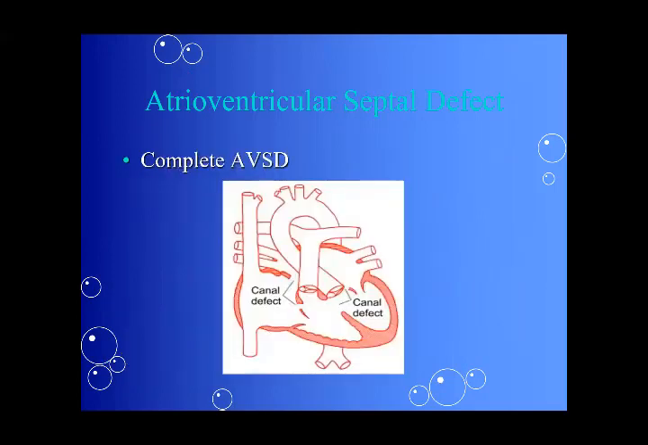This is a case showing a complete AVSD, a canal defect. Both the atria are connected to each other, both the ventricles are connected to each other, and the valves are incompetent and defective, so that both the atria are also connected with their ventricles.